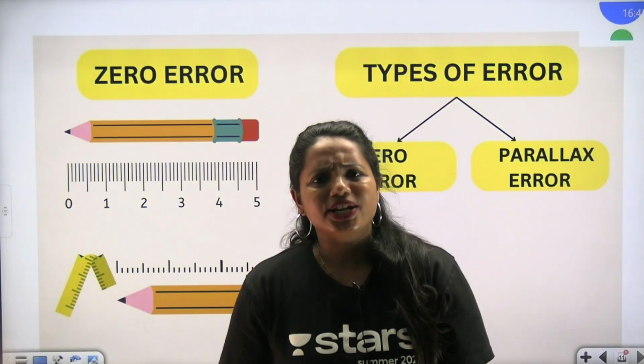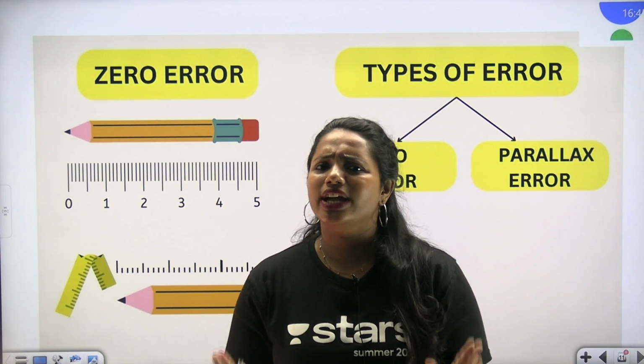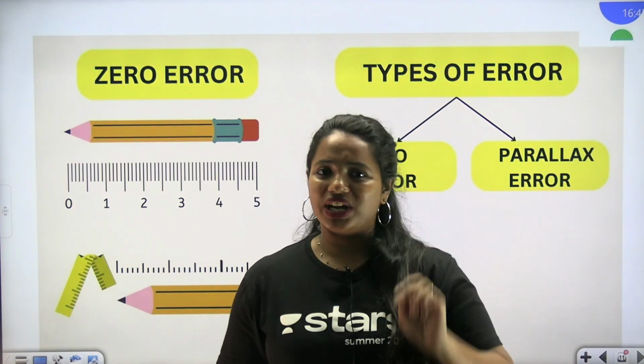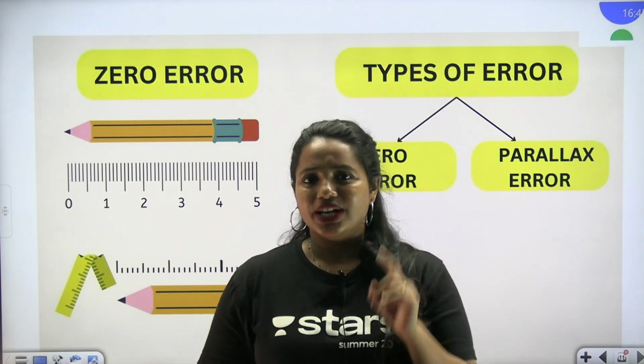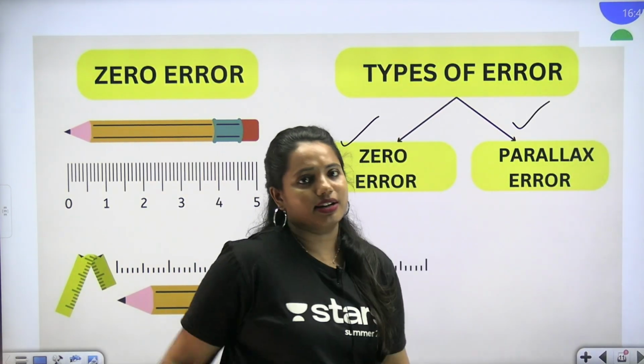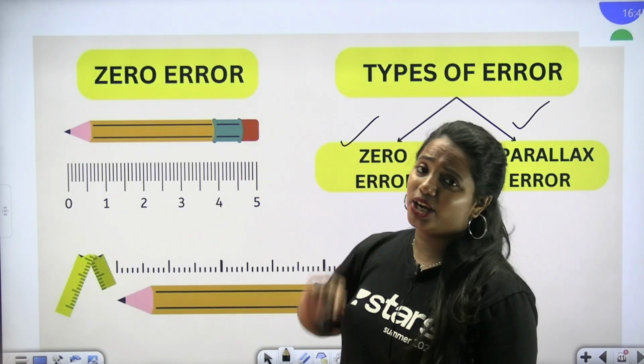And now we are moving on to the next one. When you take measurements, there are 2 ways in which you can get errors. The first one is nothing but zero error, and the second one is nothing but parallax error. So that's what we are going to learn now. The first one is zero error, the second one is parallax error. Let me tell you about zero error first.